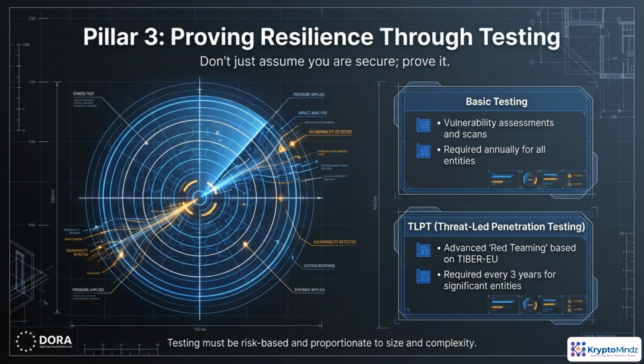DORA doesn't just ask whether your controls look good on paper. It asks whether they actually work under stress. This pillar is all about proving resilience through structured testing. At the basic level, that means regular vulnerability assessments and scans for all entities. For more significant institutions, it goes further into threat-led penetration testing, or TLPT, where skilled teams mimic real attackers. All of this is risk-based and scaled to your size and complexity.